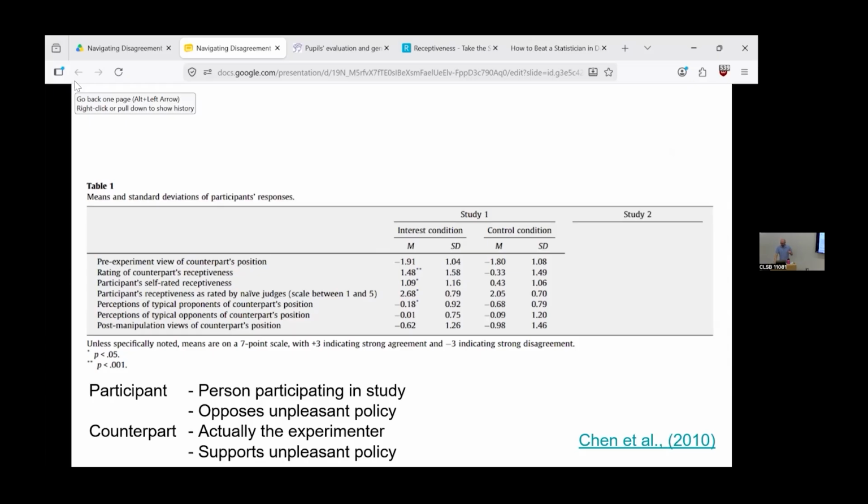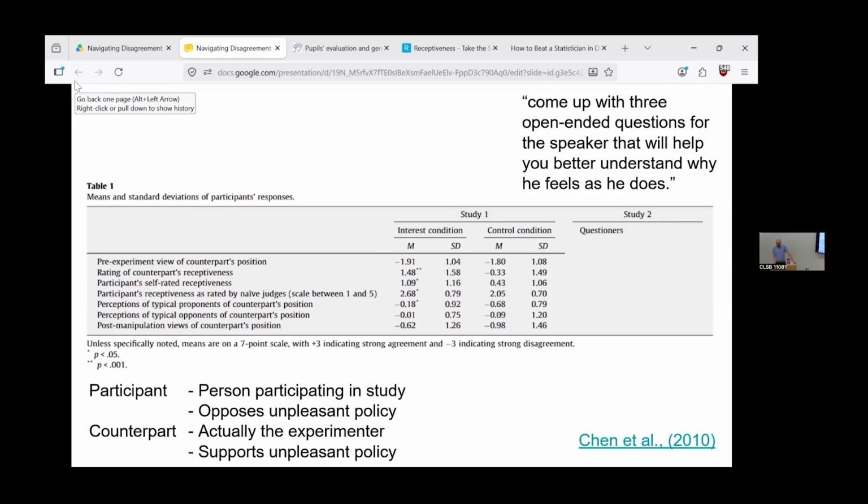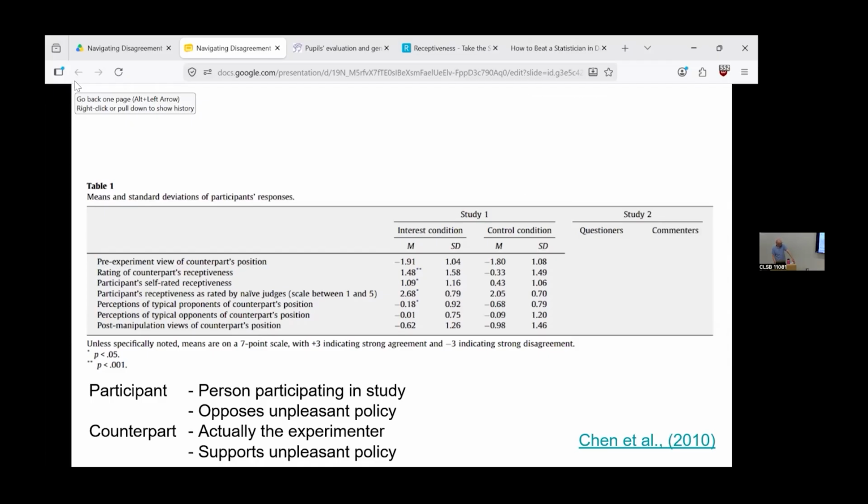So there was also this experiment 2. There was a different policy, universal veganism, for this one. So again, all the participants opposed this. They were also undergrads. They were also randomly assigned to one of two groups. Either they were a questioner. So in this case, the participants were instructed, come up with 3 open-ended questions for the speaker that will help you better understand why he feels as he does. Commenters were told, compare the speaker's views to your own.